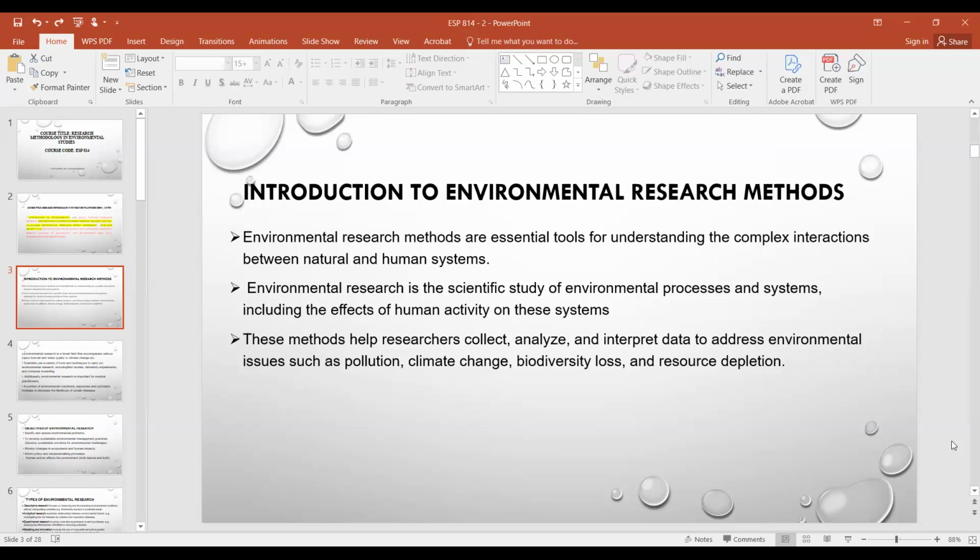We all know we are talking about pollution, climate change, biodiversity loss, our resources being depleted. So there is the need to study the environment. And if there is need to study the environment so that we can find solutions to all the various challenges that I have mentioned, then there must be a method, because anything you want to do that is not scientifically proven is not authentic. Research methods are scientific, they have been proven. So that is what we want to talk about.